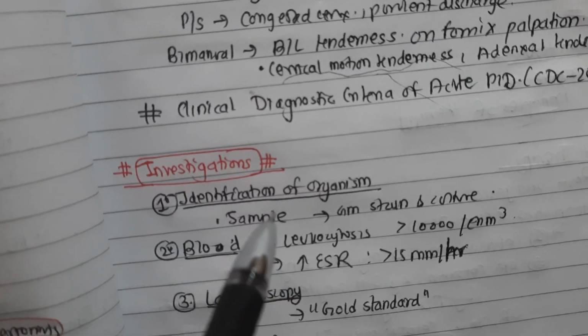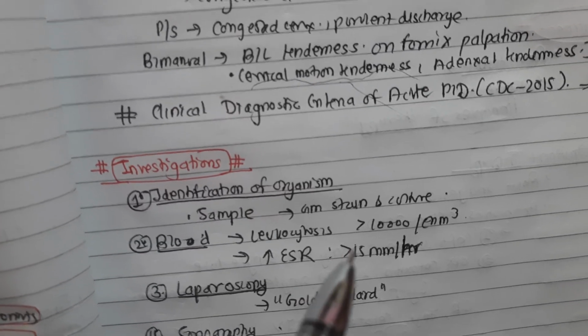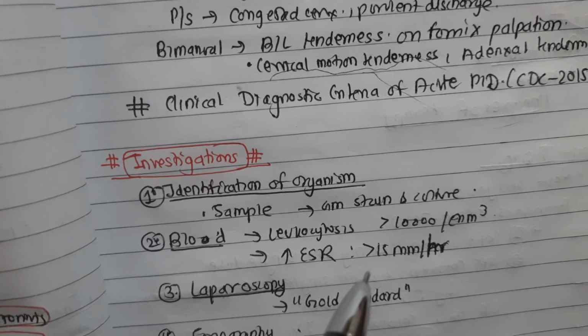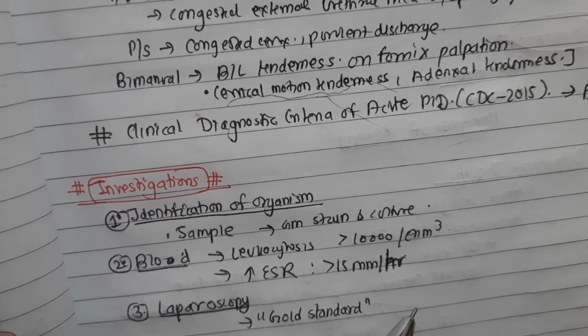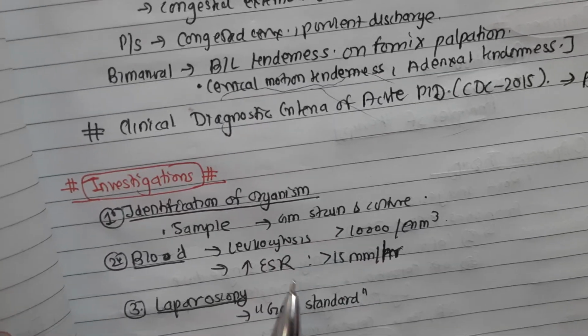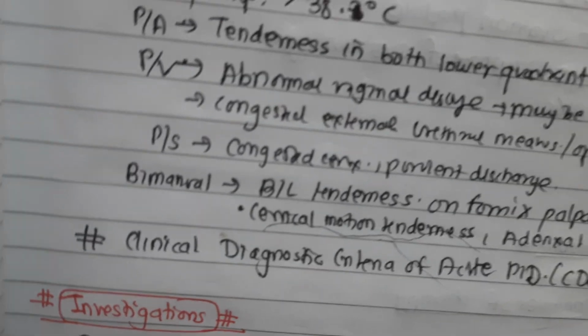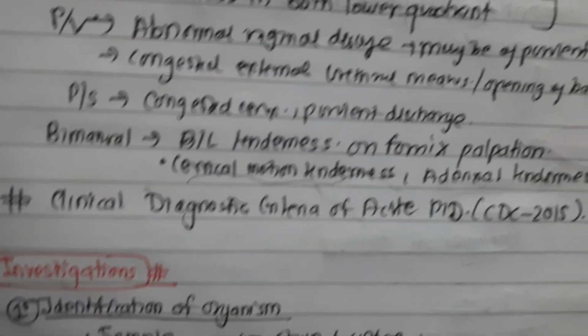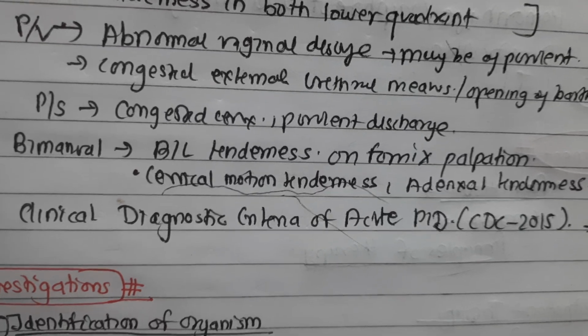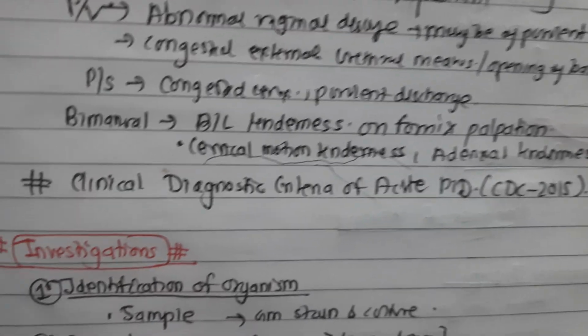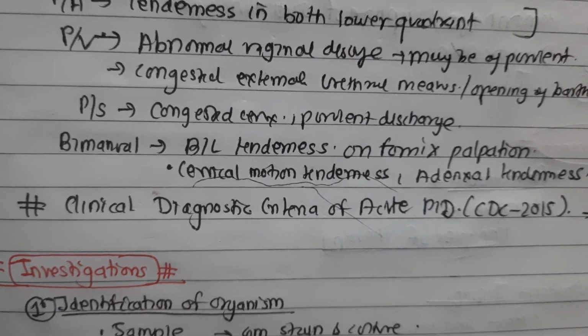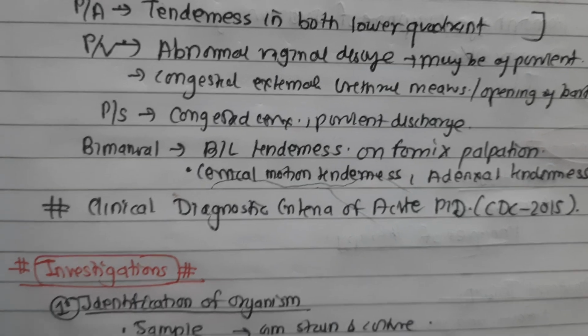Second part is about leukocytosis. The leukocyte count crosses more than 10,000 per cubic mm. There is elevated ESR level greater than 15 mm per hour, and the result correlates with the severity of inflammatory reaction in the fallopian tube as seen in laparoscopy. The serological tests for syphilis should be carried out for partners in all cases.